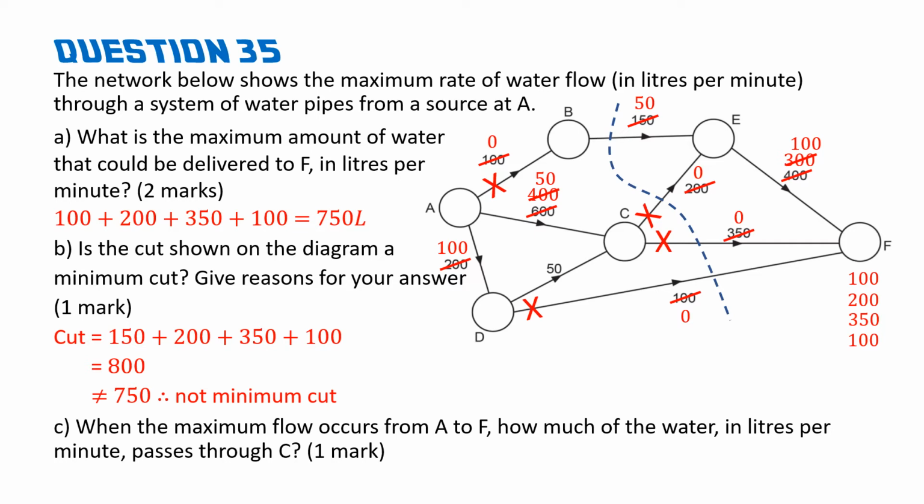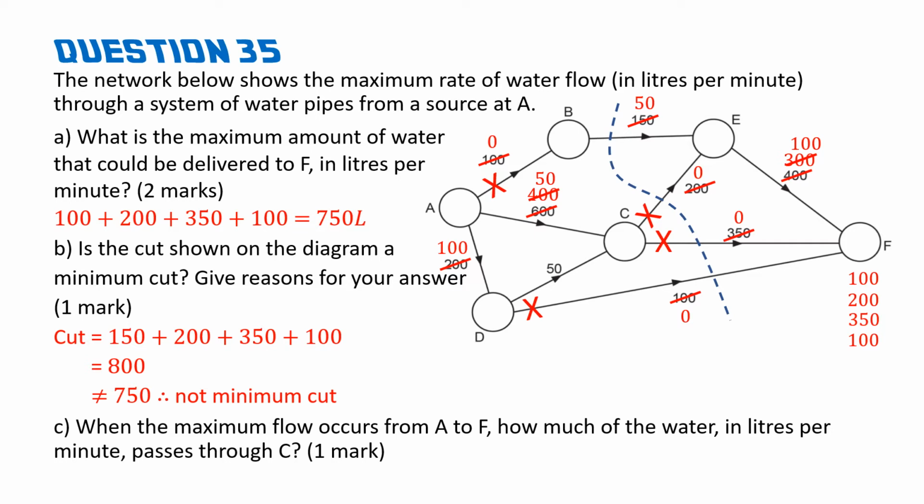Now, if by some weird chance when we did that, we got a number that was smaller than 750, it either means that our answer in A is wrong, or that something that we have done adding up our numbers with our cut is wrong. All right, so if for whatever reason one of our numbers works out smaller from a cut than what we had worked out for our flow, we know we've made a mistake somewhere.